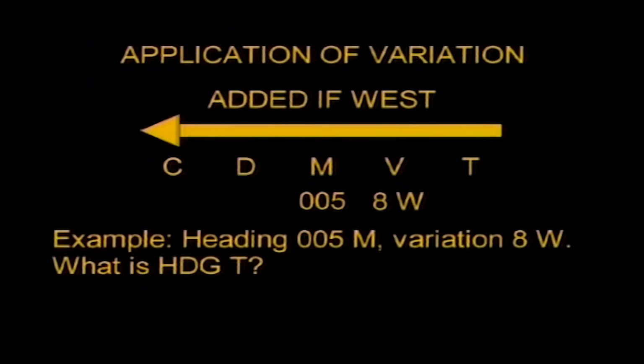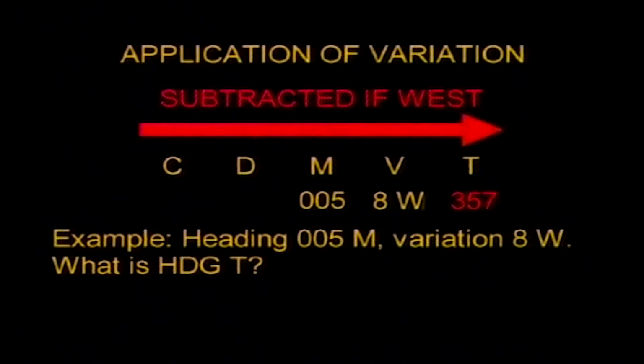Another example. Heading is 005 degrees magnetic, variation is 8 degrees west. What heading is degrees true? Variation is west. You would add if you were going left across CDMVT, but you were going right, the opposite. Therefore, subtracting 8 from 005 equals 357 degrees true.